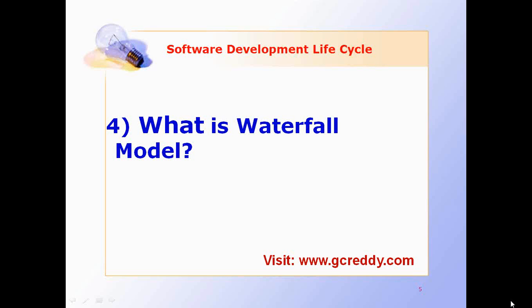Waterfall model is one of the most widely used software development processes. It is also called the linear sequential model. It is widely used in commercial development projects. In this model, we move to the next phase or step after getting input from the previous phase, like in a waterfall. Water flows down from the upper steps.